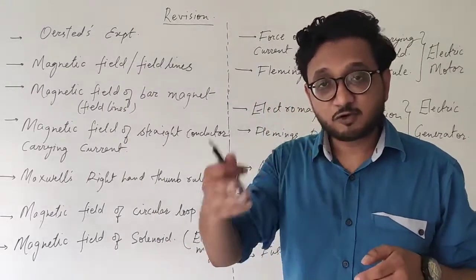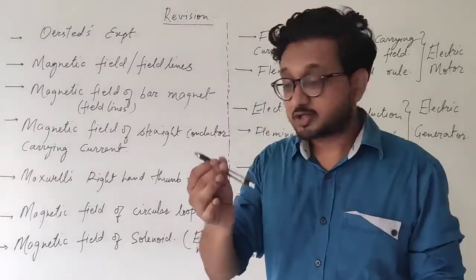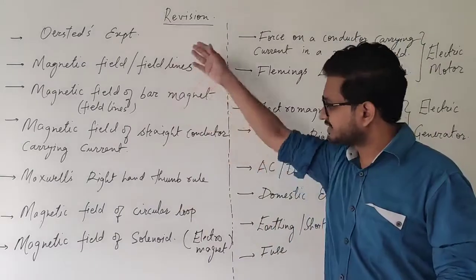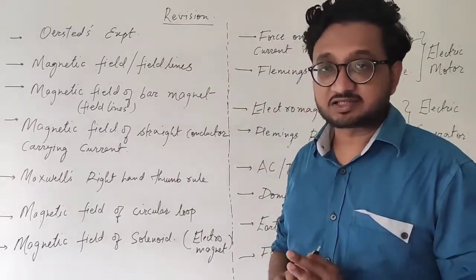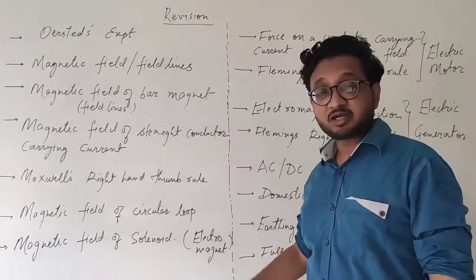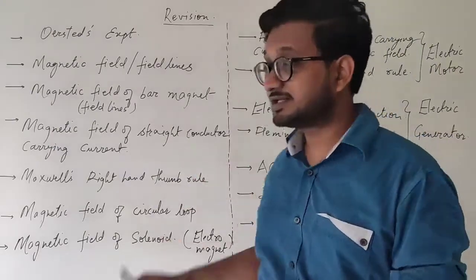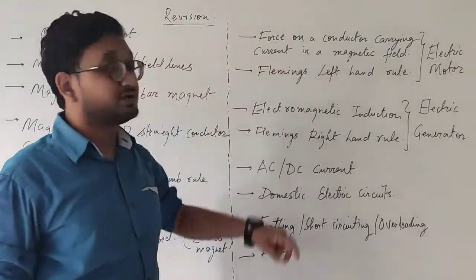We increase the number of loops, but we also increase the amount of current, and therefore the solenoid or the electromagnet is quite strong. So over here, whatever we studied was regarding the magnetic field and field lines, and we understood how to make a temporary electromagnet. The next one is quite important. That is force on a conductor carrying current in a magnetic field.